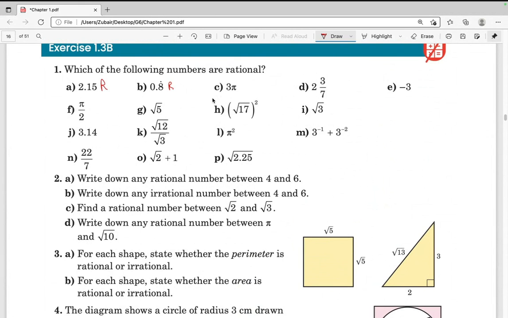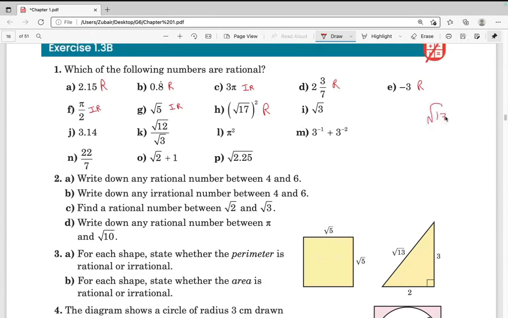C is irrational. D, rational. E, rational. F, irrational. G, irrational. H, irrational also. Ali, your answer? Irrational. Okay, one is saying irrational, both are saying irrational, and I'll say rational. Now let's fight.